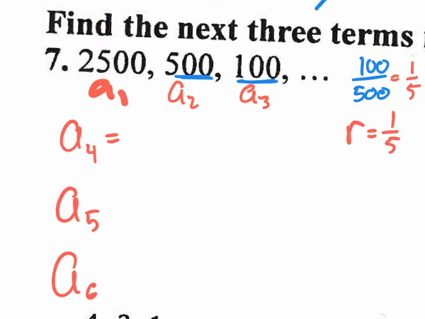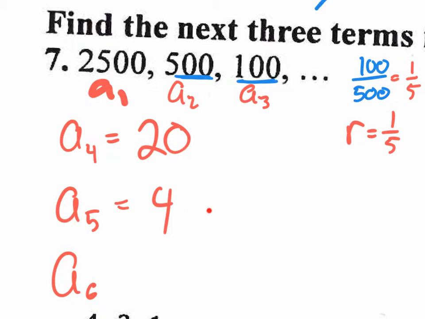Now, what does that mean? That means that from 2,500, if you multiply it by 1/5 on the calculator, it gives you 500. If you go 500 times 1/5, it'll give you 100. So how am I going to get the fourth term? Multiply it by 1/5. On a calculator, 100 times 1/5 gives you 20. To get to the next one, multiply by 1/5 again. 20 times 1/5 gives you 4.